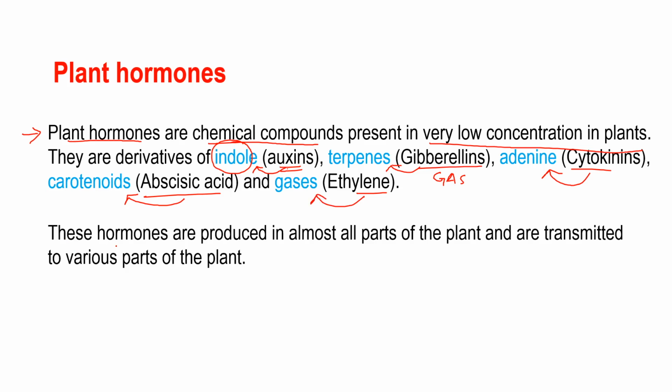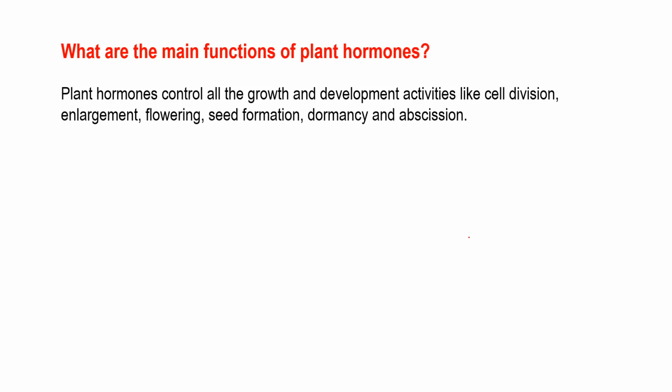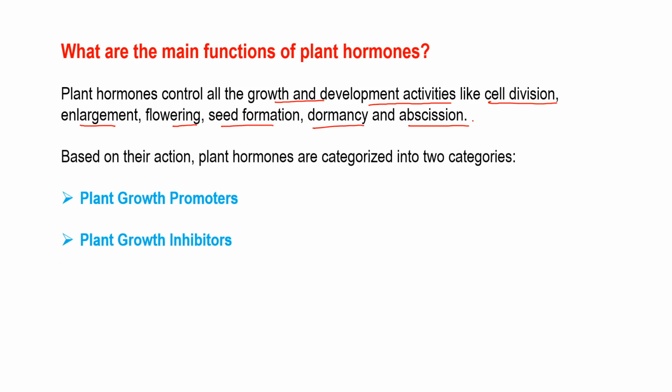Clear? And these hormones are produced in almost all parts of the plant and are transmitted to various parts of the plant. I just explained that these hormones control all aspects of plant growth and development. They also regulate organ size, pathogen defense, stress tolerance, and reproductive development. Now let's talk about the main functions of plant hormones. As I have mentioned, they usually control all the growth and development activities, like cell division, enlargement, flowering, seed formation, dormancy, and abscission.